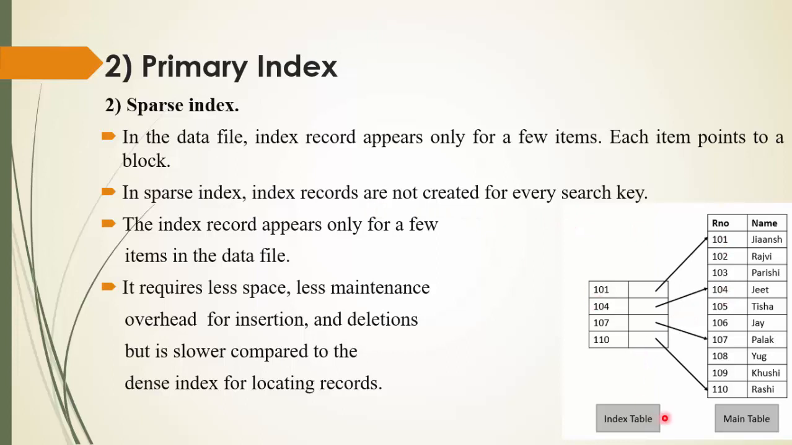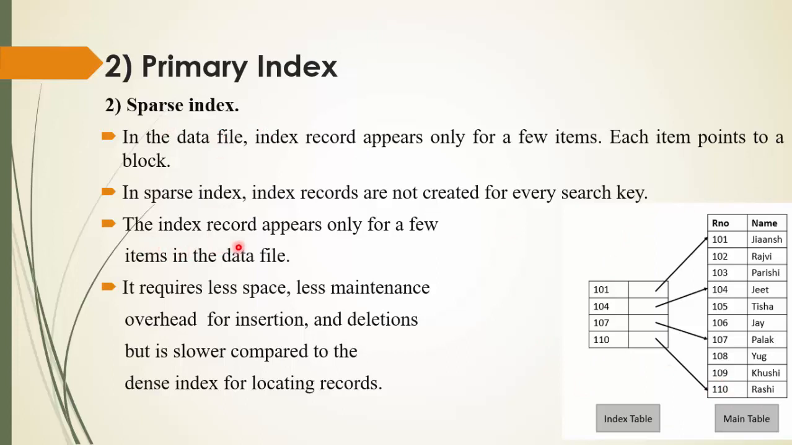See in the diagram, here we have a total of 10 records, that is 101, 102 up to 110. But in the index table we have only 4 indexes, that is 101, 104, 107 and 110, and they connect with pointers to the main table, that is 101, 104, 107 and 110. So this is one block, 101 to 103, 104 to 106, 107 to 109, and a single record, that is 110. This construction is known as a sparse index.